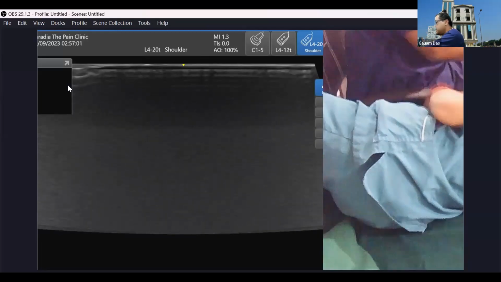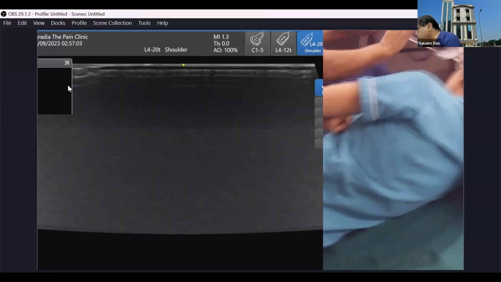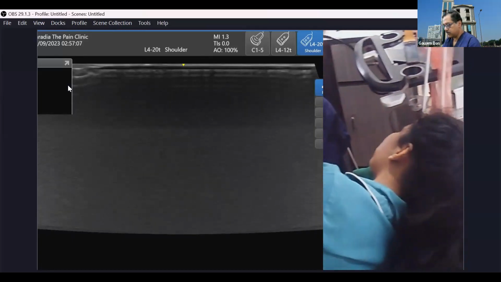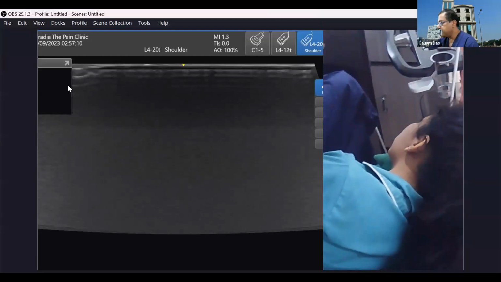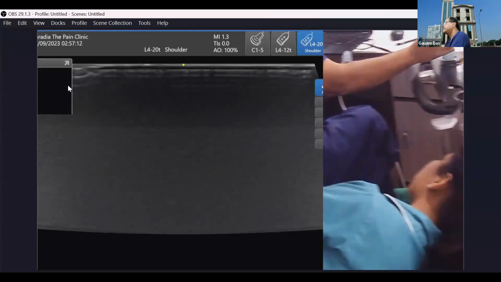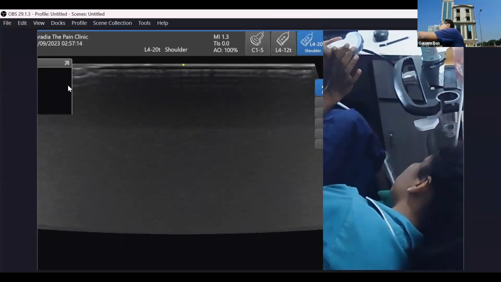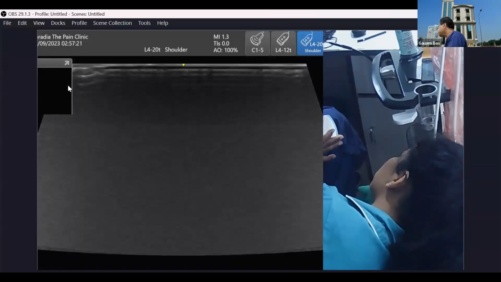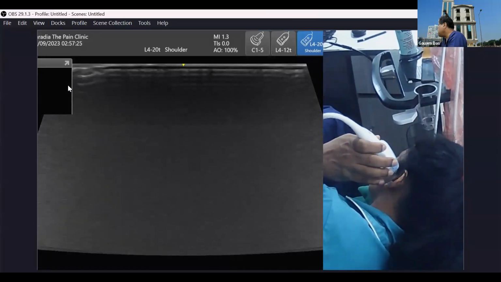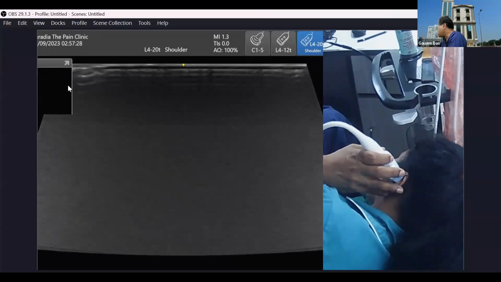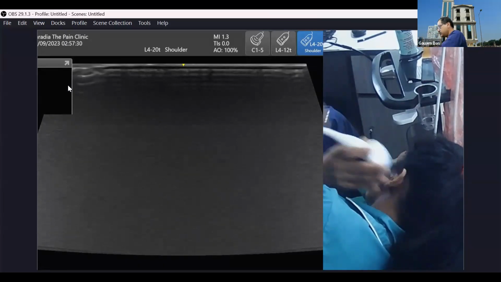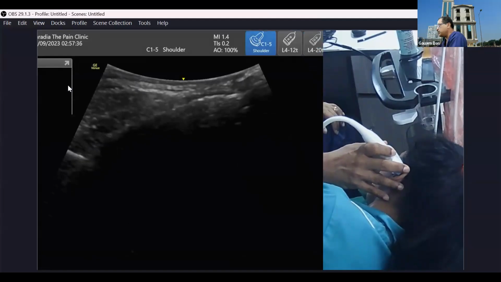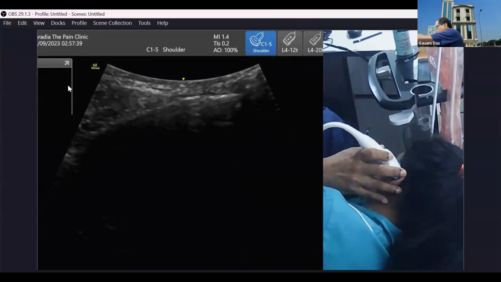Okay, so first I'll be taking a curvilinear probe, because to see the mandibular and maxillary regions we need to take the curvilinear probe. And I need to increase the depth also. Okay, so here, if I'm holding the probe here, sorry, I have not changed the probe.